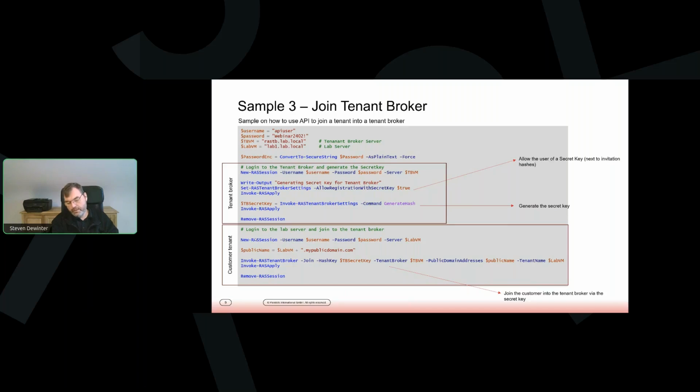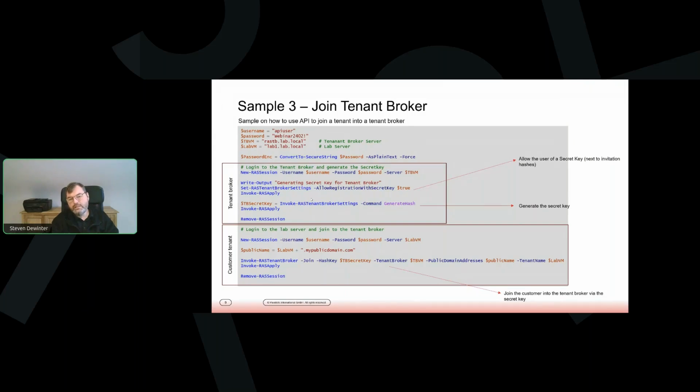It's a two-step process. One part is what needs to happen on the tenant broker itself. On the tenant broker, we need to prepare it for accepting this customer tenant. And again, for those of you who have followed the other webinar, there are two ways you could do that. You could do that with an invitation hash, which is basically a template and a unique key that you create upfront, that can be used to onboard one customer tenant into the environment. You can, for example, email that to the administrator of that tenant, and he can use that to register his tenant into your tenant broker.